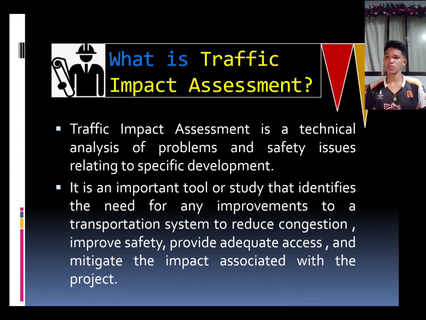Let me first define what is traffic impact assessment. Traffic impact assessment is a technical analysis of problems and safety issues relating to specific development. It is an important tool or study that identifies the needs for any improvements to a transportation system to reduce congestions, improve safety, provide adequate access, and mitigate the impact associated with the project.